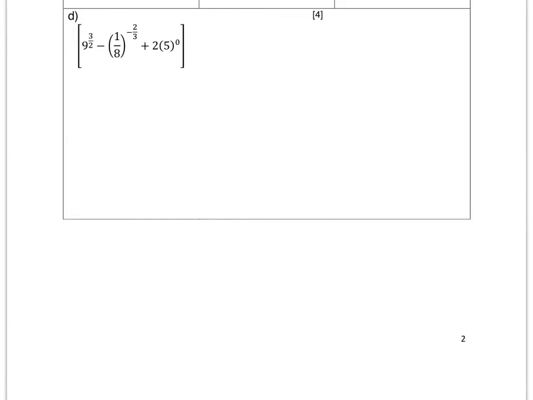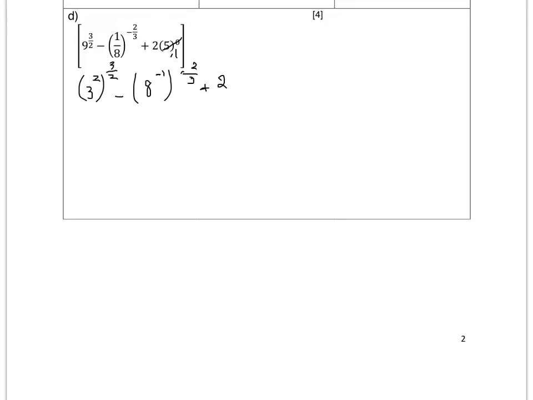The next question is 9 exponent 3/2 minus 1/8 exponent -2/3 plus 2 times 5 exponent 0. The first thing is that 5 exponent 0, any number exponent 0 gives you 1. So this is 1. So 2 times 1 gives you 2. Now 9 exponent 3/2, I can write it as 3 exponent 2, exponent 3/2, minus 1/8, I can write it as 8 exponent -1, exponent -2/3, plus 2 times 1 gives me 2.